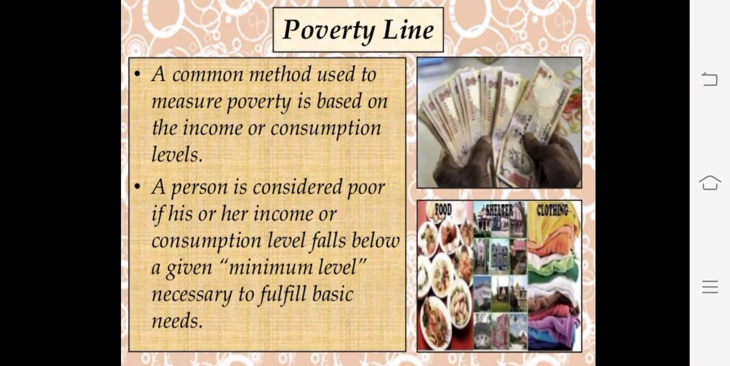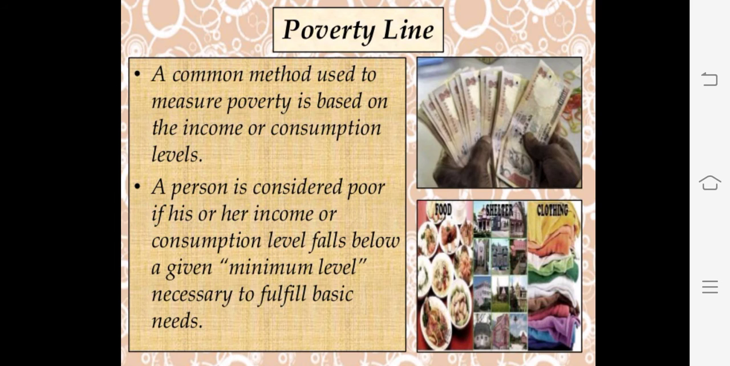Then we have discussed what is poverty, on the basis of social exclusion and vulnerability. Now here comes a concept, that is the poverty line. A common method used to measure poverty is based on the income or consumption level. If you see the income of a person, you can measure poverty on that basis. If he has less income, he is poor. If he has more income, he is rich.